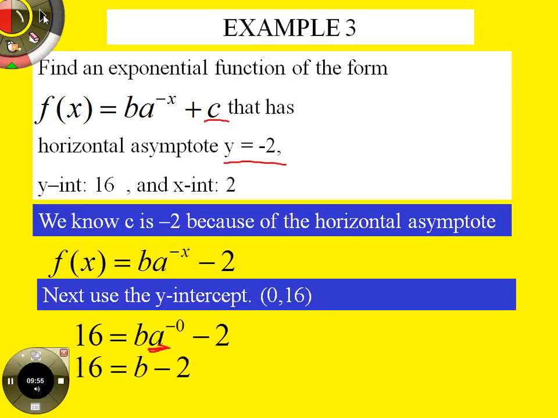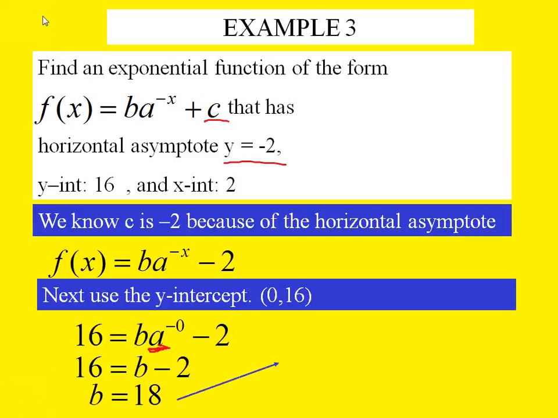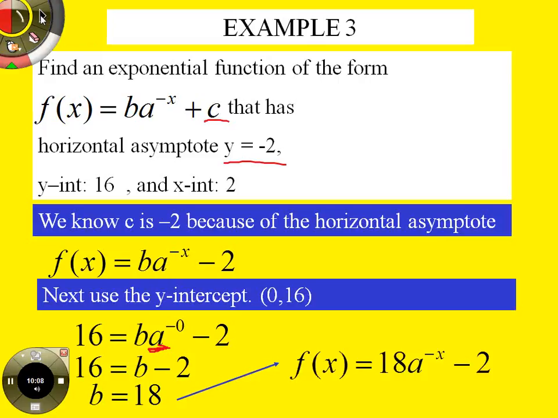So then we solve for b, and we're able to tell that b equals 18. And then, so far, let's see what we've got. So far, we've got this. We still don't have what the A is, so we've got to figure out what the A is.